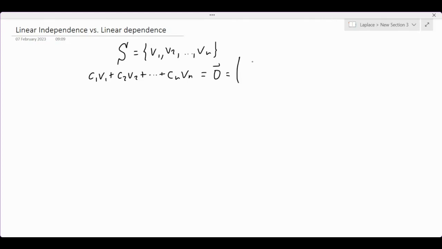And we all know that the zero vector is just the vector whose components are all equal to zero. If it turns out that after solving for the C values, they are all equal to zero, then we say that the set S is a linearly independent set. So let us try to write that down. If C1 is equal to C2 all the way to Cn are all equal to zero, then the set S is a linearly independent set.